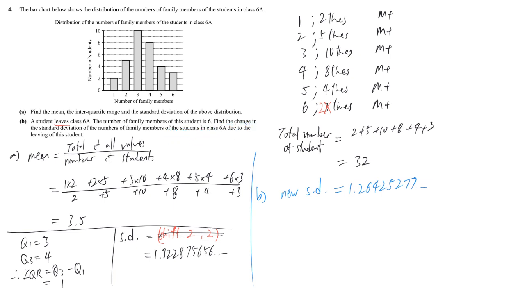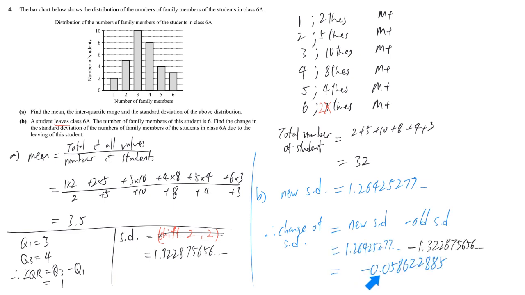And then to get the change, don't forget to answer what is being asked. We are going to find the change. Based on the definition of the word change, it's the new value minus the original value. We'll get negative 0.05 something. And then to describe the change, we say that the SD decreased by 0.0586, something like that. And then, does it make sense that SD decreases? It makes sense. It's because we remove one of the extreme values, the largest value. So relatively, the rest are more concentrated, which means that we should have a smaller value for the measure of dispersion. That means the SD should be smaller.